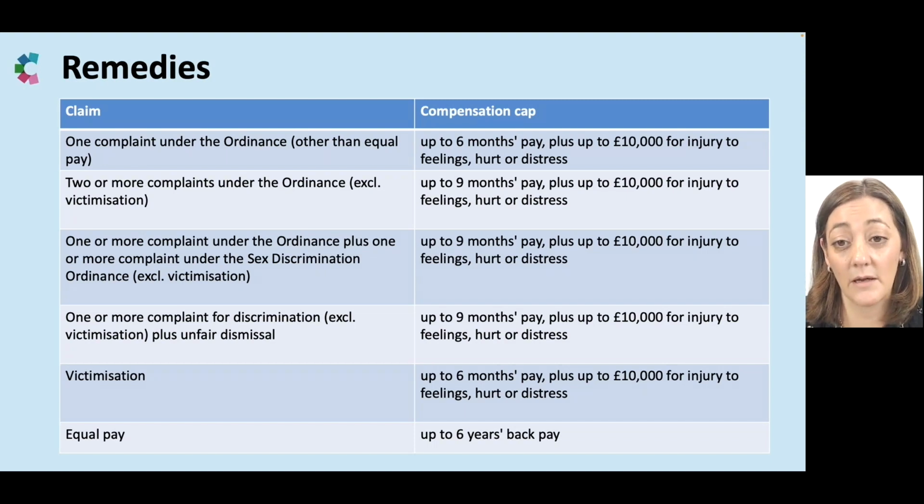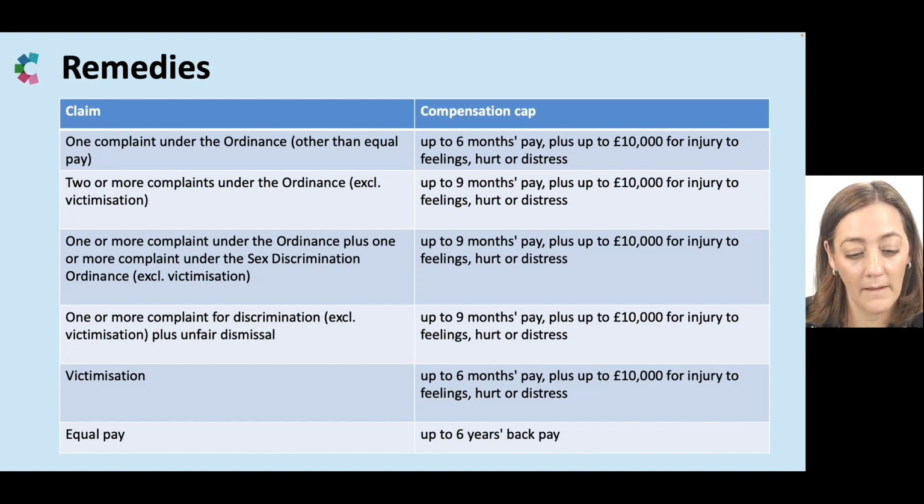This is different. Our current limit under the Sex Discrimination Ordinance for compensation is a sum equal to 3 months' pay. Now here, as you can see, the wording is different. It's up to 6 months' pay, so suggesting that there will be some discretion for the tribunal in terms of the level of award that may be given.